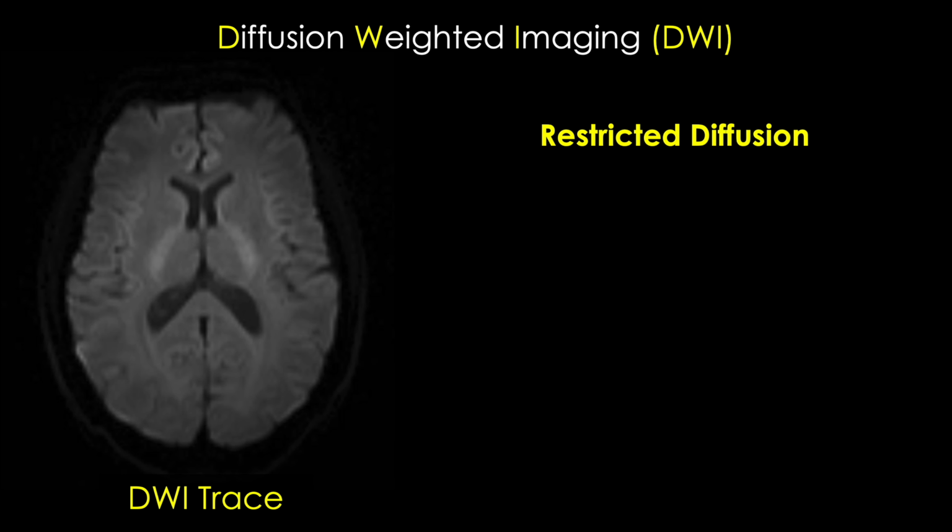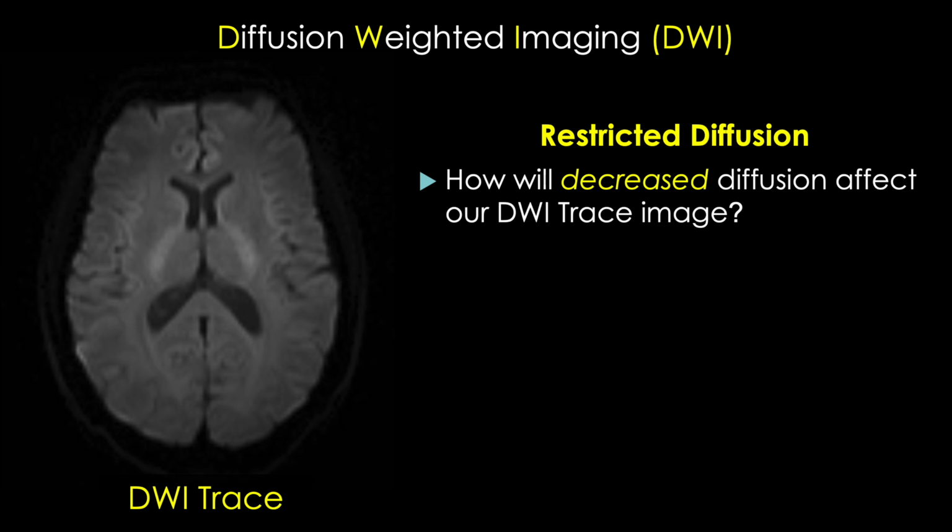In a sense, all the signal you see in this image is due to restricted diffusion, the fact that water does not freely flow within the brain parenchyma like it does within the ventricles. And this is our baseline, the restricted diffusion of normal, healthy brain tissue. So how do you think abnormal restricted diffusion will present itself on this image? What we're asking is how will decreased diffusion relative to the normal, healthy brain tissue affect our DWI trace image?